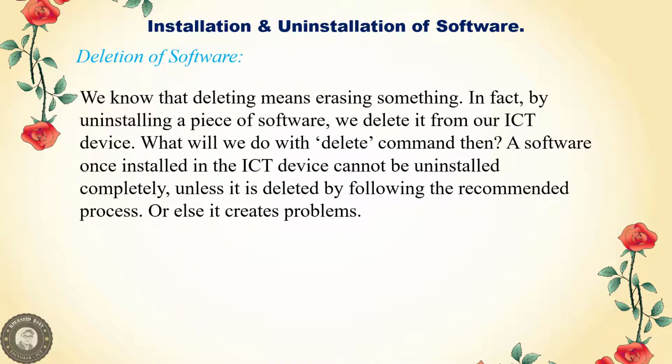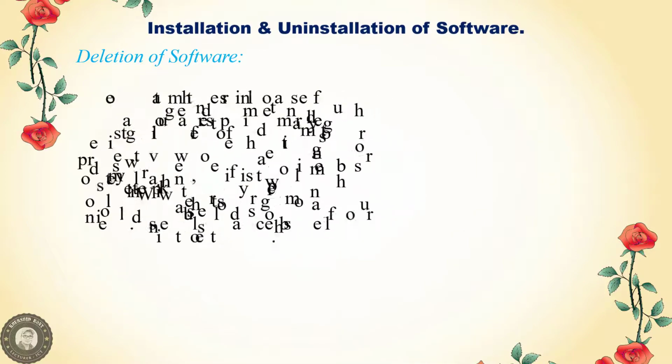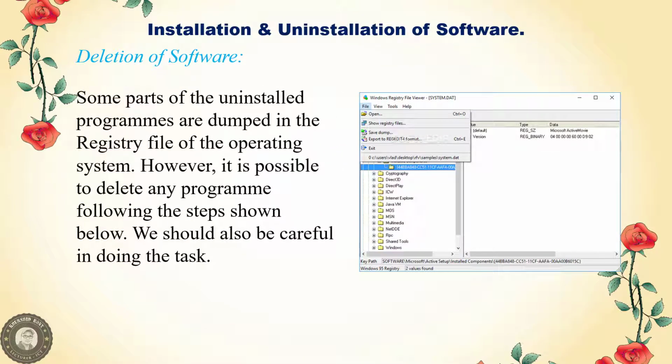Deletion of software. We know that deleting means erasing something. In fact, by uninstalling a piece of software, we delete it from our ICT device. What will we do with delete command then? A software once installed in the ICT device cannot be uninstalled completely unless it is deleted by following the recommended process, or else it creates problem. Some parts of uninstalled programs are dumped in the registry file of the operating system. However, it is possible to delete any program following the steps shown below.